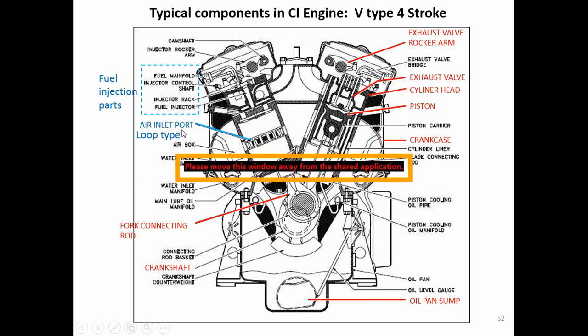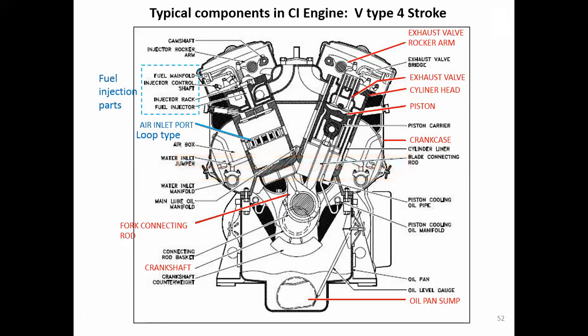And they have the inlet port, which here is a loop type, with no valve. They have only the exhaust valve here, the rocker arm here, and the rocker arm here. They have the cylinder head, piston, crankcase, the same, and a fork connecting rod connected to the piston right here, and they also have the oil pan sump right here. So this is a typical component set, pretty much similar to the SI engine, only some parts differ, such as the fuel injection part and the air inlet port.